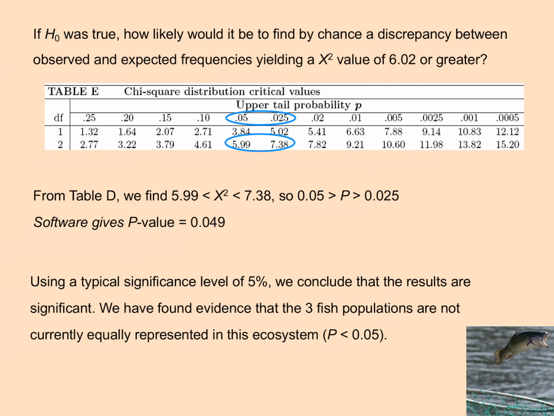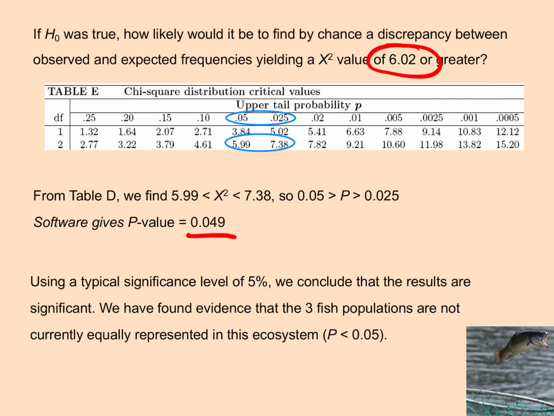If we had a larger sample size, then this would probably be more significant, a smaller p-value than what we actually got. So if our null was true, how likely would it be to find by chance a discrepancy between the observed and expected frequencies yielding a chi-square of 6.02 or greater? 5% or 4.9% chance, basically, right? 4.9% chance, but that's still significant at alpha 0.05. So with this typical significance level of 5%, we would have to conclude the results are significant.